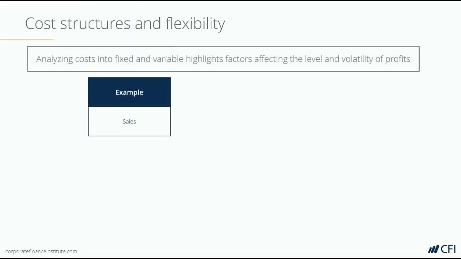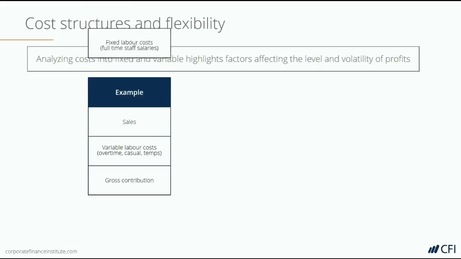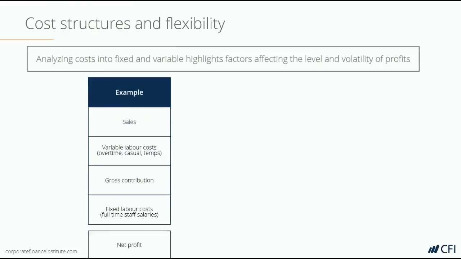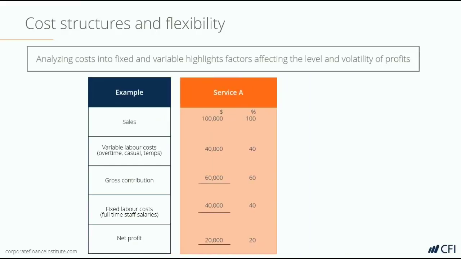So let's look at an example here. We're going to make a very simple income statement consisting of sales, variable cost, a contribution margin, fixed costs, and a net profit margin. So here we have company A, and it's got 40% variable cost, $40,000 of variable cost on $100,000 of sales, and $40,000 of fixed cost, so it has a net profit of $20,000 or 20% margin.